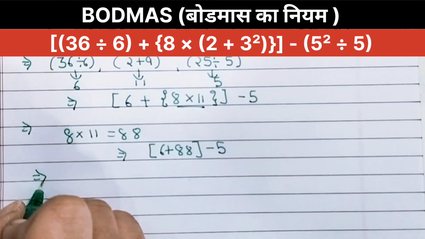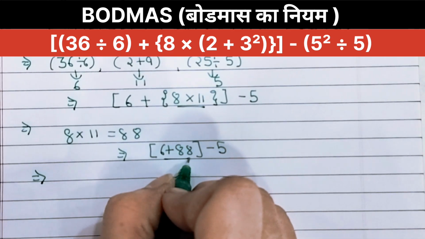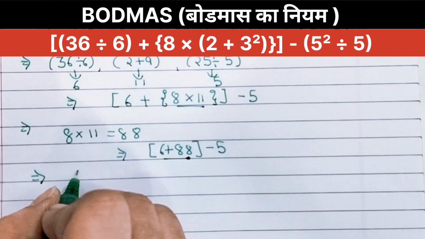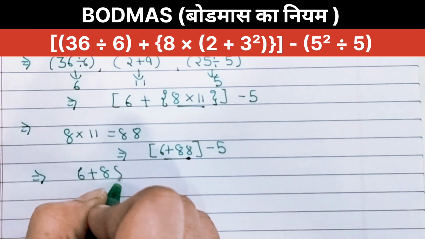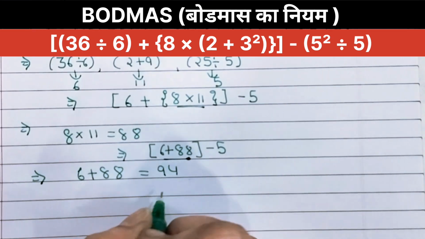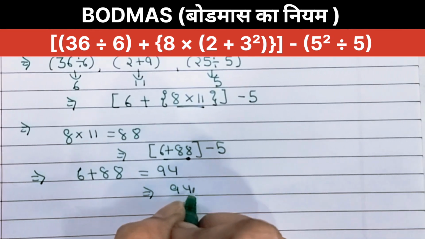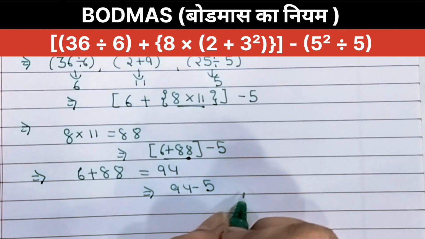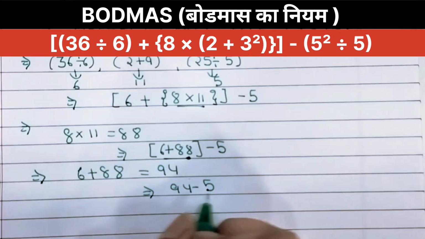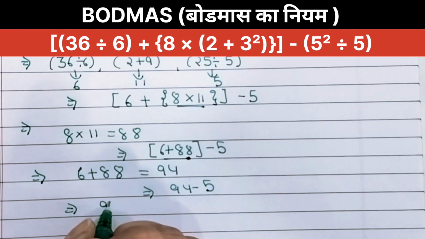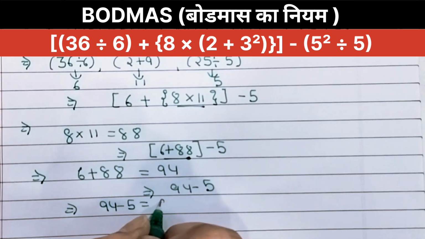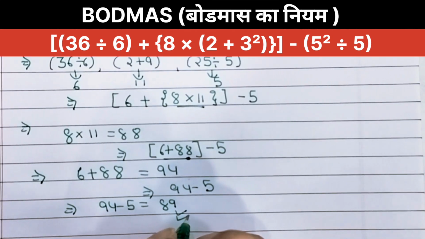Now move to step 4, solve the square brackets. Finish the operation inside the final set of brackets. Add the numbers inside the square bracket, which is 6 plus 88 equal to 94, and the current expression becomes 94 minus 5. Now finally we subtract, the remaining operation outside the brackets. So 94 minus 5 is equal to 89, which is the final result.